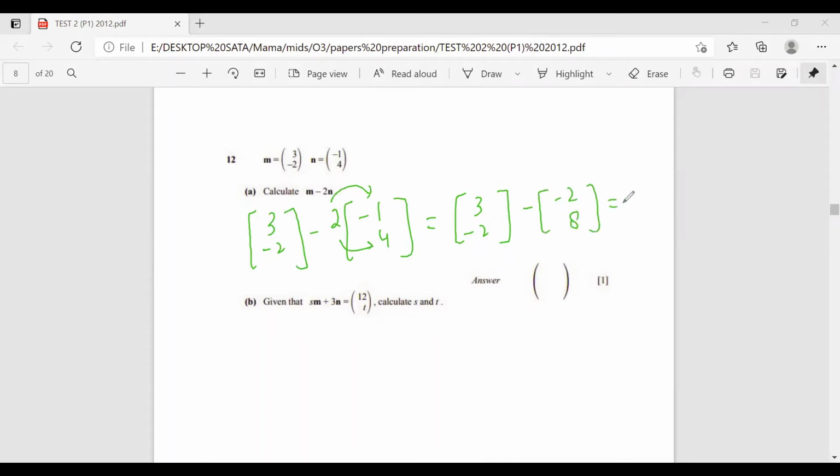After solving, you will get 3 plus 2. Negative and negative is positive, so 3 plus 2 is 5. Minus 2 and minus 8 will give you minus 10. So your final answer is 5 minus 10. Clear? Moving on to the second part.